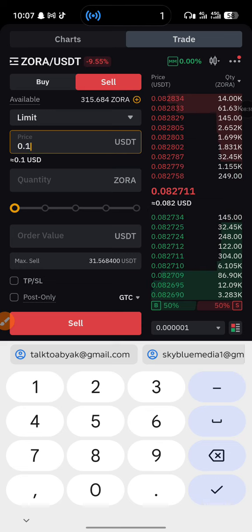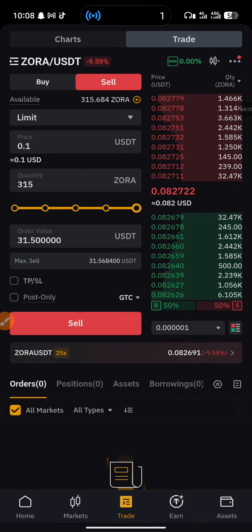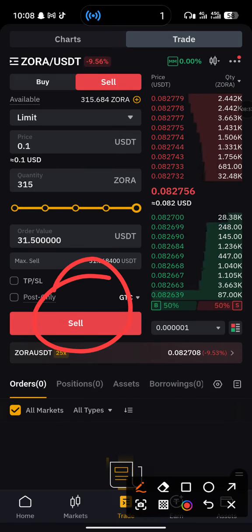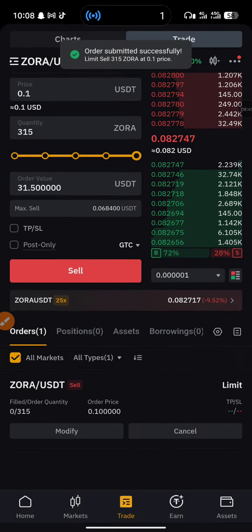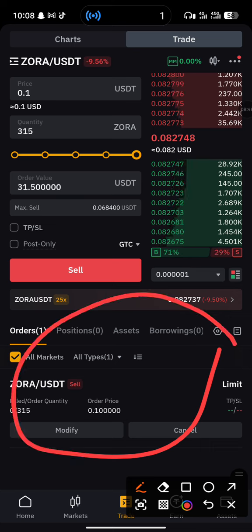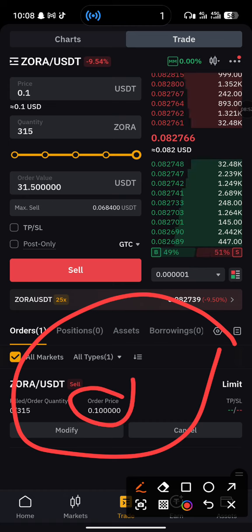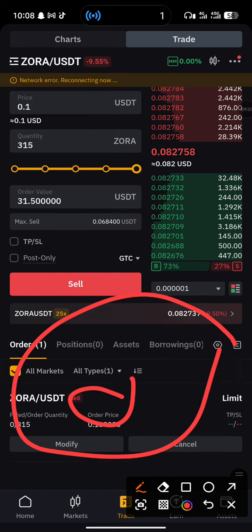If it's 0.1, then I'll have to come to this particular place, drag this to this place, and click on sell at once. The moment I click on sell at once, it shows me all this preview. After that, I can click on sell Zora. You can see it has now opened an order for me here. When the particular coin reaches this particular price, it will sell this cryptocurrency for me. Even if I'm not online, even though I do not have data, it will sell it for me and my USDT will be returned to my balance.